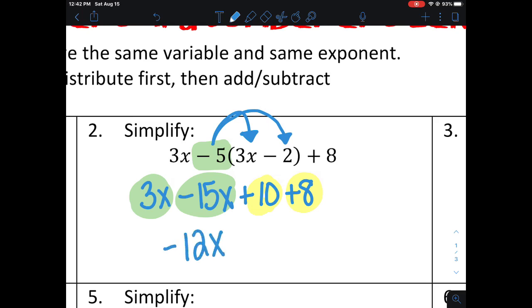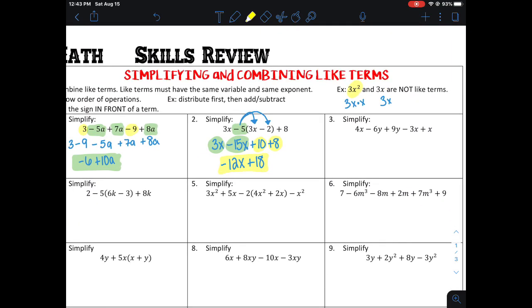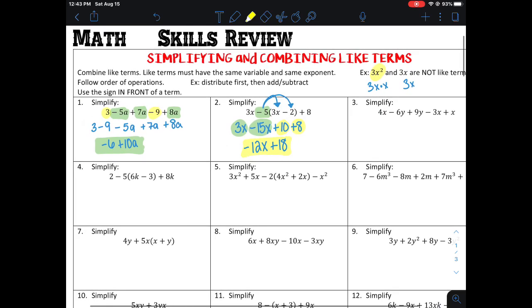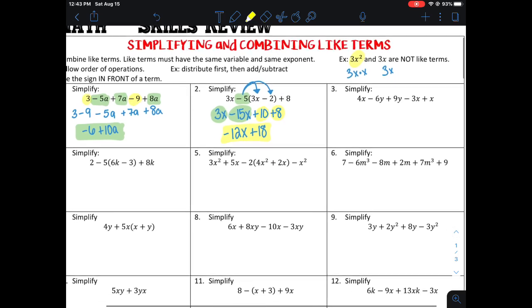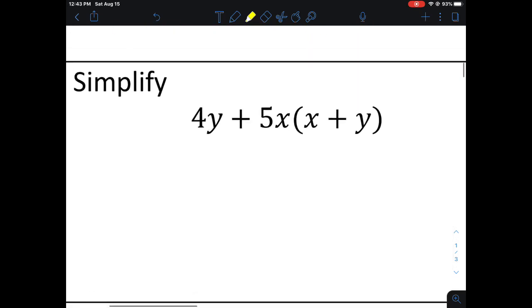Negative 12x. So 3x minus 15x is negative 12x. And then 10 plus 8 is a plus 18. And that is our final answer. All right. Number 3, similar to number 1. 4 is similar to 2. 5 is similar. Let's find a good one. Oh, let's go to number 7 here. Okay, again, if you need help on 3, 4, 5, or 6, check out the answer key.